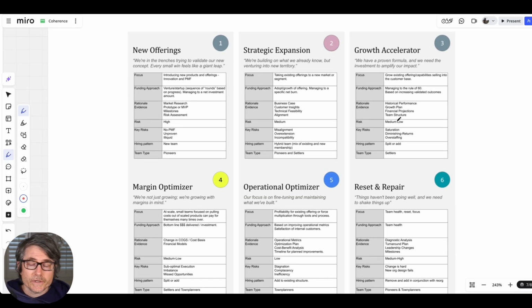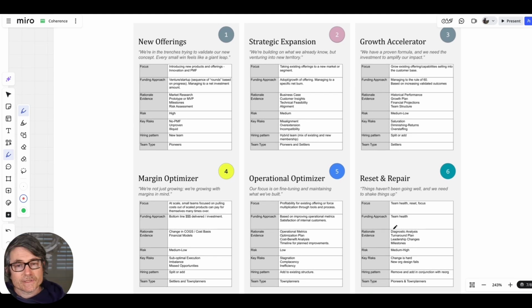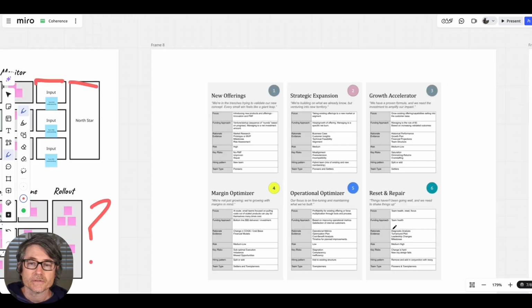Another example of where these trees fall flat is, okay, you have an initiative, but let's just think about the different types of teams that you would have. You'd have new offerings or areas of strategic expansion or growth acceleration or margin optimization or operational optimization, reset and repair across teams. And if you extend these descriptions to maybe the initiatives that would be common for these teams, you can just see how vastly different the shape of work might be for these different groups. It's really hard to see that from just the standard tree.